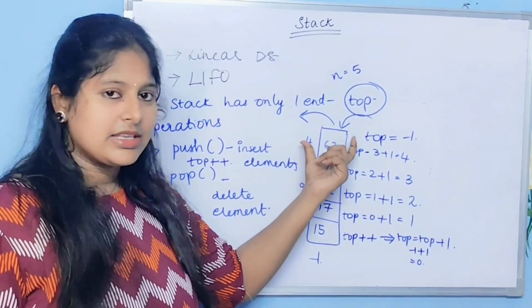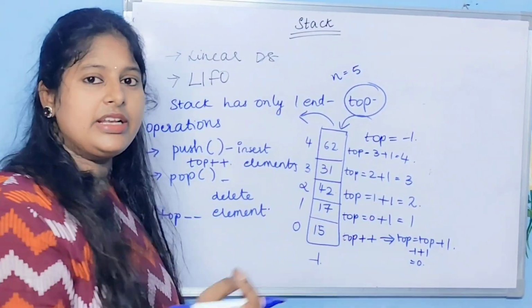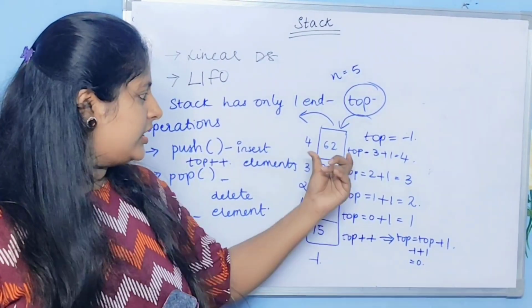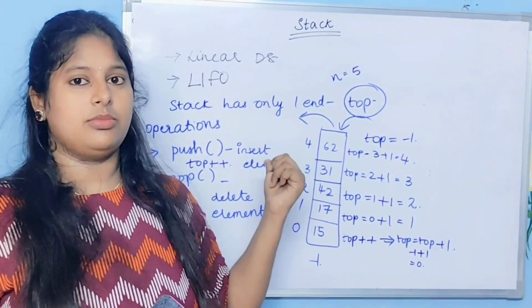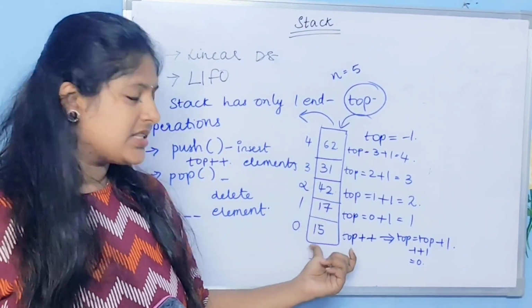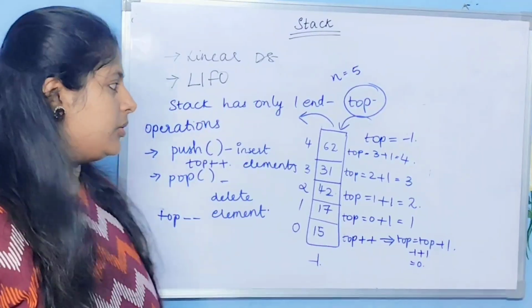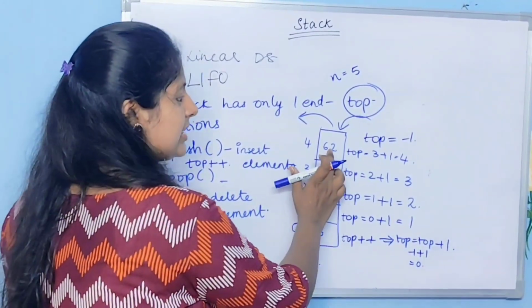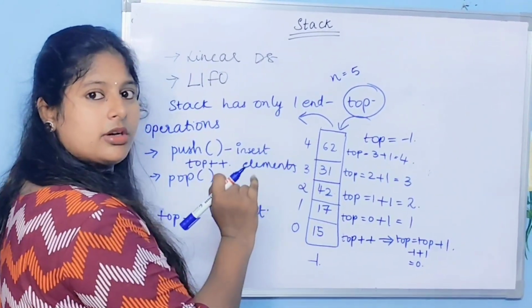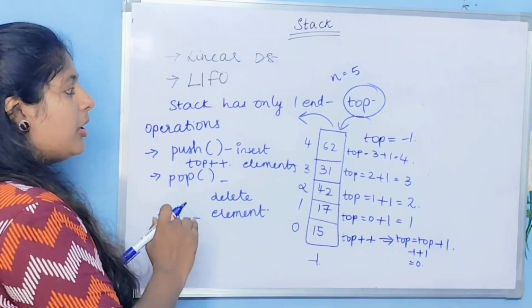So there is only one end in the stack. So you can access only the last added element. Right. So only the top element will be accessible. So you don't have an option to pick some element wantedly and you can't delete that, right? So you can only delete last inserted element. Okay, now we'll perform pop operation.